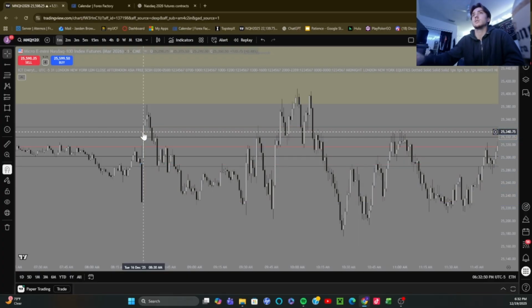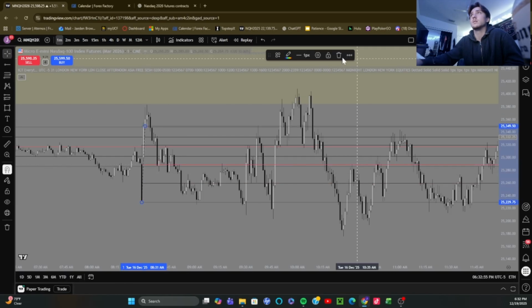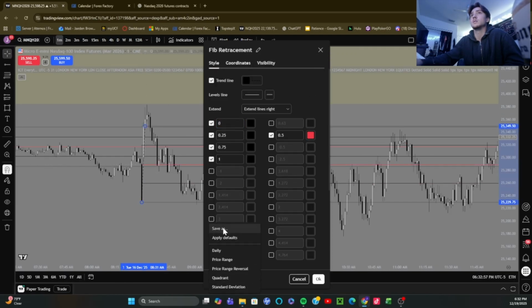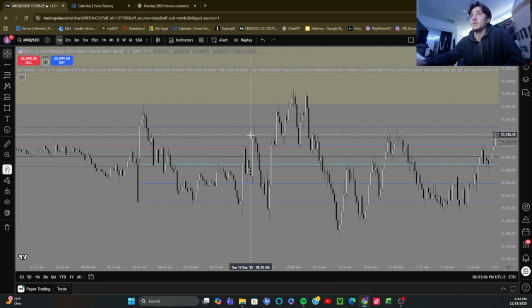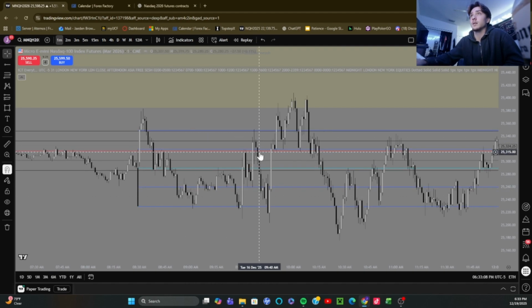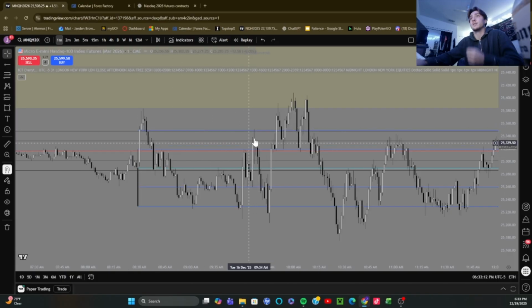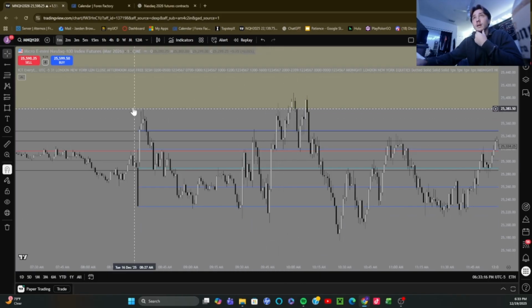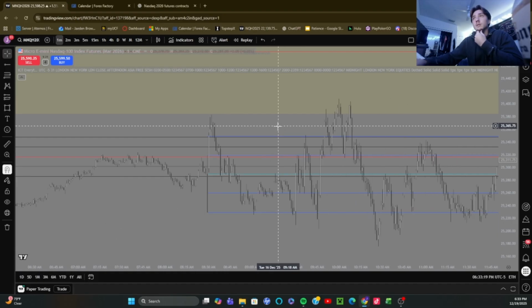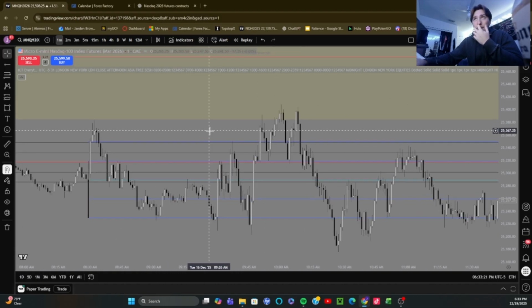Let me see if I put the quadrant levels in it. What is it gonna look like? Holy shit! It's kind of like matching the other one. Yeah, I mean, look at that. We literally come down, tap 0.25, and then run higher, tap all the way to the top of this fair value gap, and then reverse, taking out this low again, and then finally going higher and taking out this buy side. It's honestly insane.